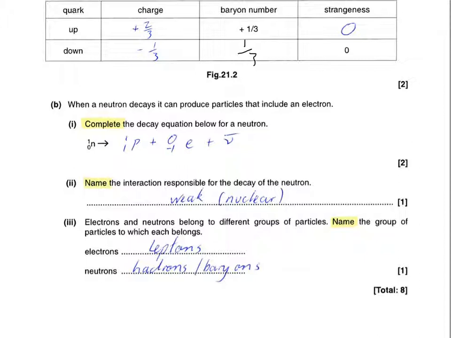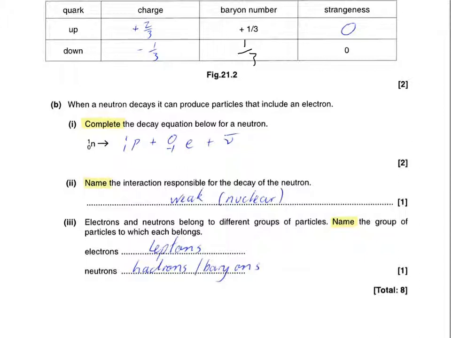Now we've got to name the interaction responsible for the decay of a nucleon. Again, you've got to know that the weak nuclear force, the weak nuclear interaction, causes beta decay. Just something to learn. Doesn't really make any sense to the degree we have to teach it at A level.